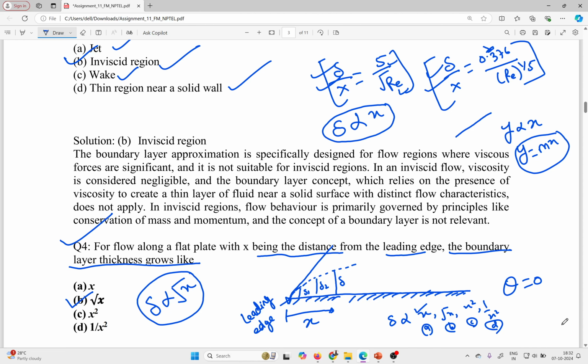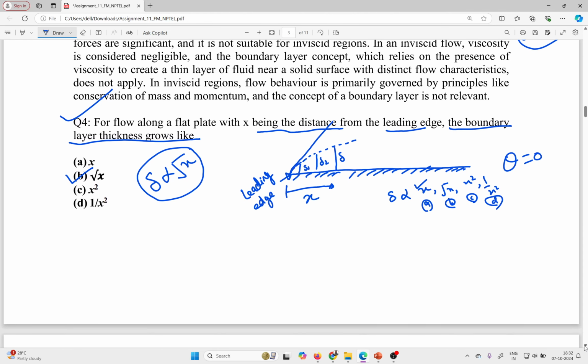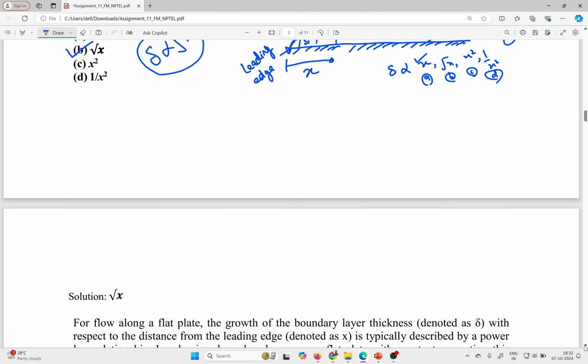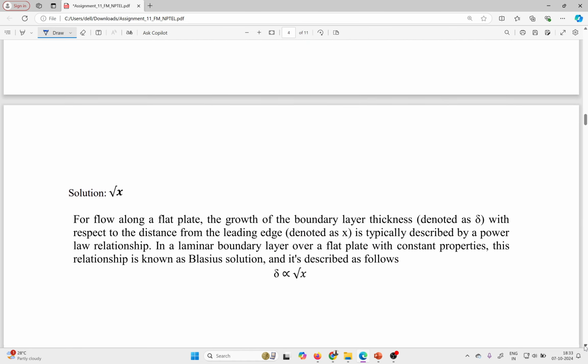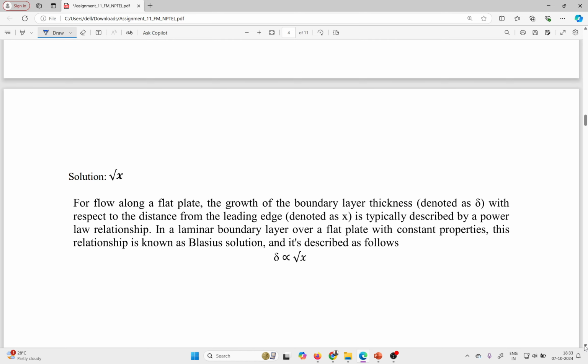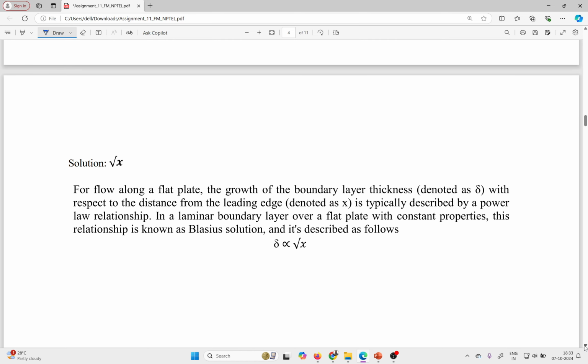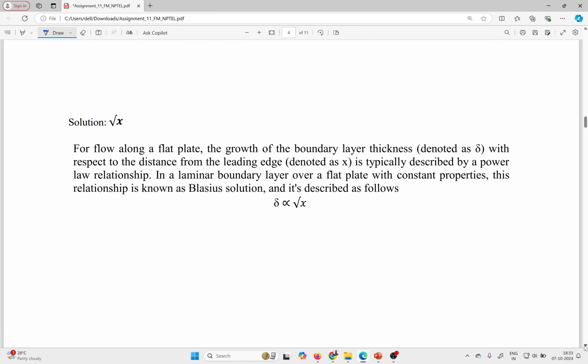Now we'll move on to the next question, question number 5. This is given by Blasius for the laminar boundary layer over the flat plate. Remember please, we are talking about the laminar boundary layer. Next question.